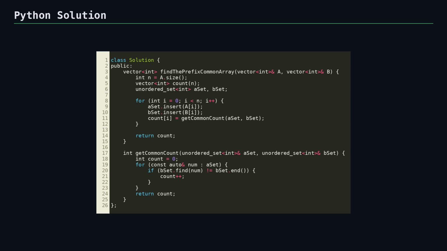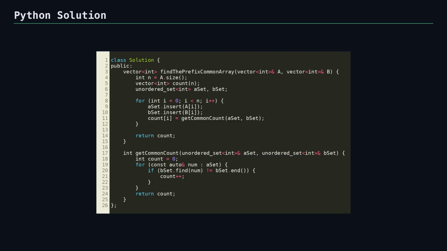So, let's walk through the problem step by step. We start by initializing two sets, one for each array, to store the elements encountered so far. We also initialize a count array to store the prefix common array. Then, we iterate through both arrays simultaneously, adding each element to its respective set and counting the common elements in the two sets. We repeat this process until we've iterated through both arrays, and the resulting count array will represent the prefix common array of the two input arrays.